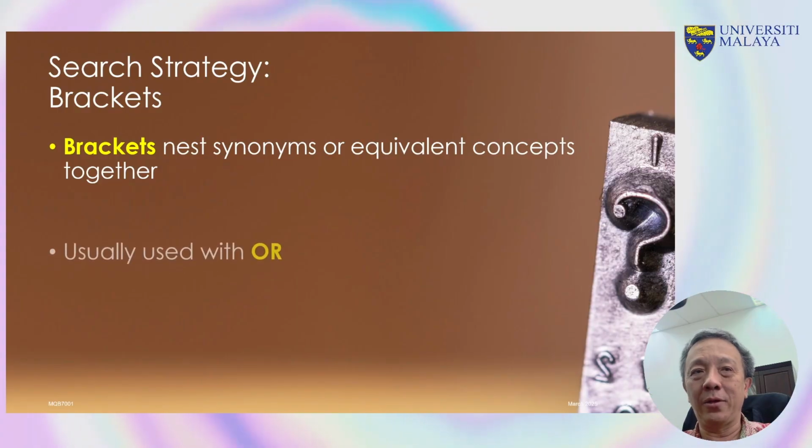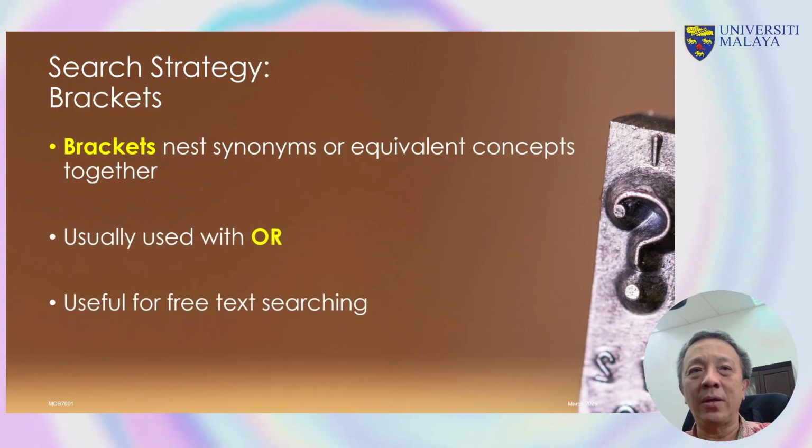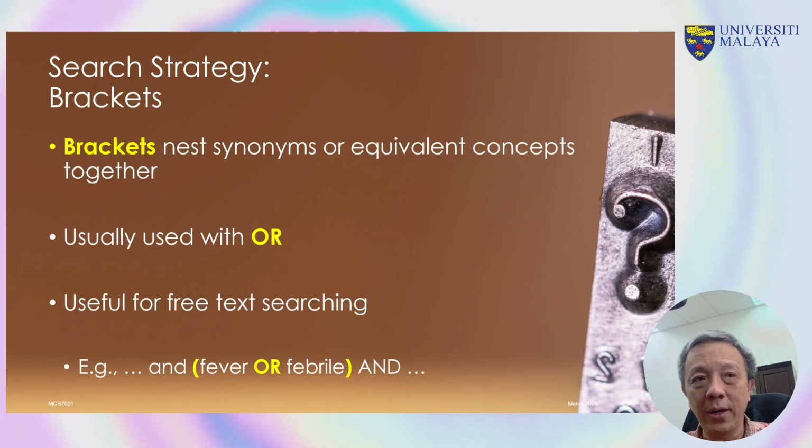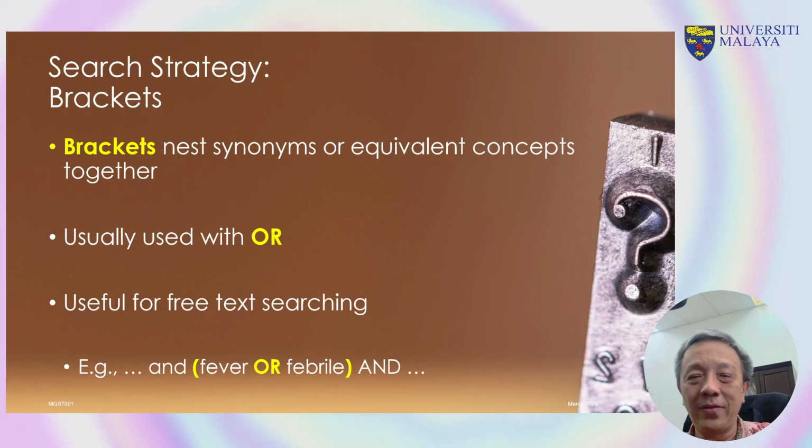Brackets are good. With brackets, you nest the synonyms and equivalent concepts together, usually used with OR. Useful for free text search also. So let's say fever or febrile. Because fever and febrile are the same thing, you want to include both, be inclusive, so you use OR.